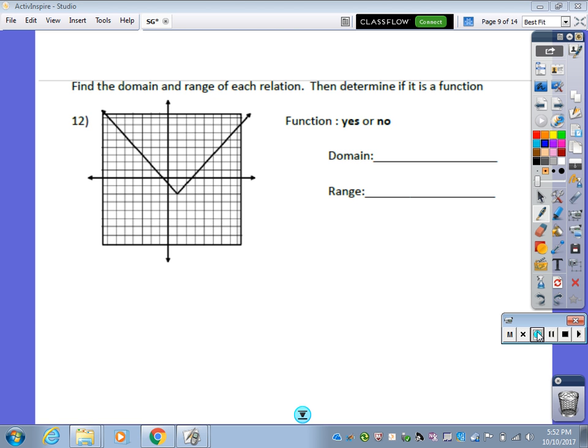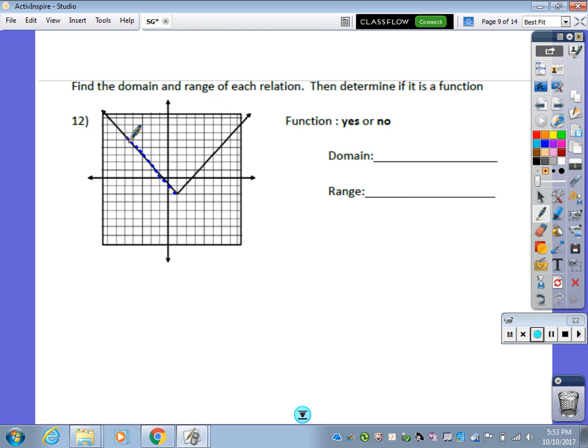Here's our next question. We are going to look at the domain and range, but let's determine if this is a function or not. If I do my vertical line test, it looks like my vertical lines are touching only one at a time. So yes, this is a function. Next, let's check to see our domain and range.